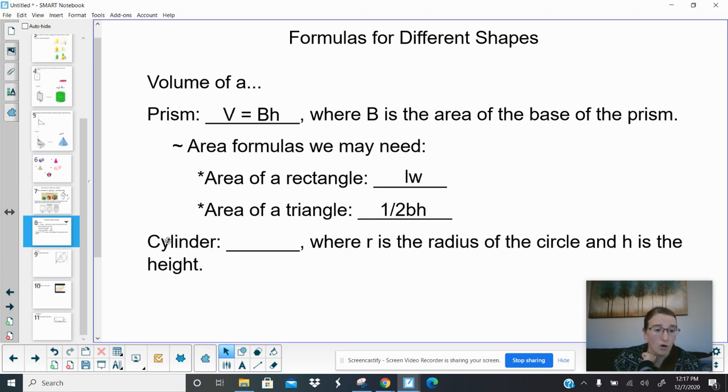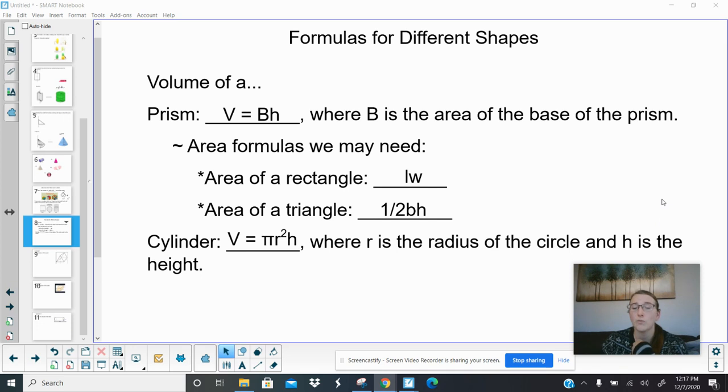Now, a cylinder's formula, this is again for volume, is pi r squared times height, where r is the radius of the circle and h is the height. Now, we took this part out when we were talking about circles in the last unit, but this formula right here, pi r squared, that is the formula for area of a circle. So this technically is the same formula. It's just that B is a circle.